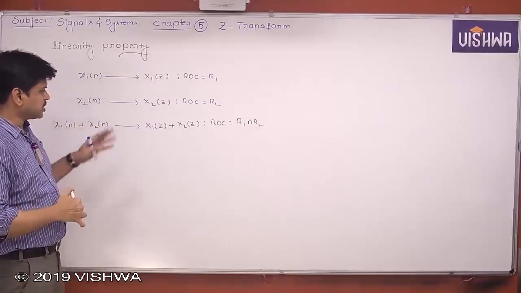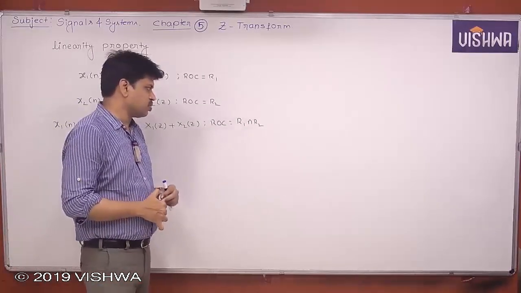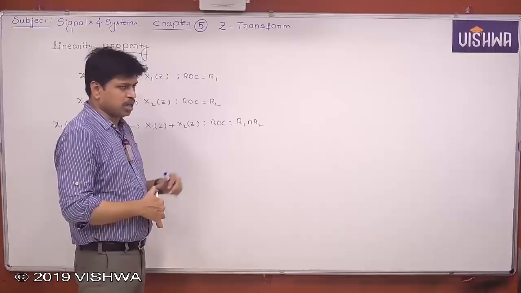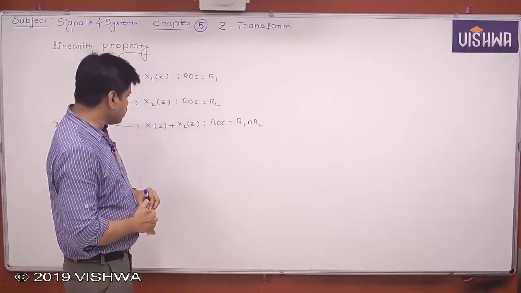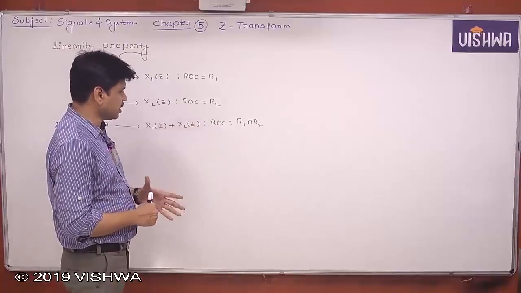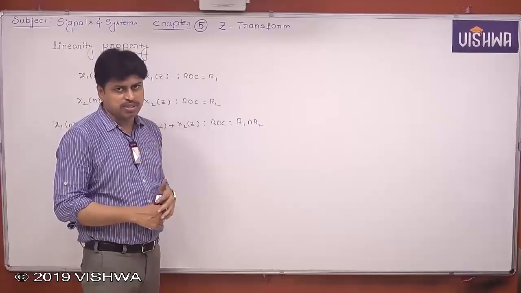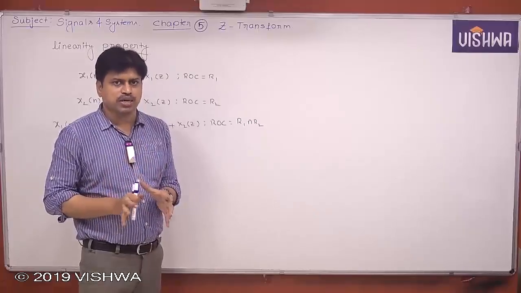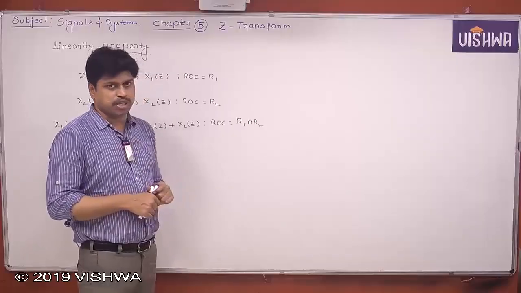There also the same kind of property we have seen. And here R1 intersection R2, that means common ROC. And there itself we have seen it is not like this. That means first we have to apply, then we have to find out ROC. No, it is not like that. First we have to see whether the ROC exists or not. That means do we have the common ROC or not. If we have common ROC, then only we have to apply the linearity property.